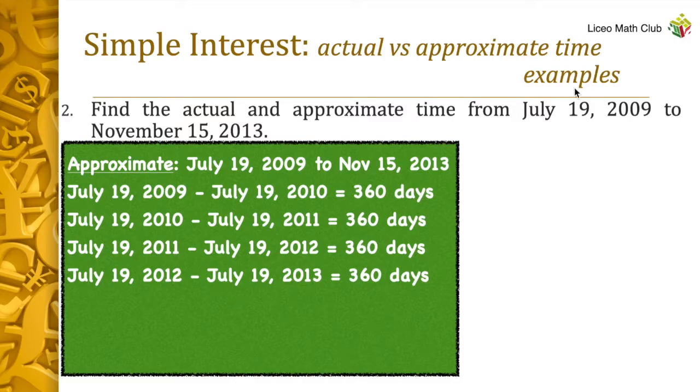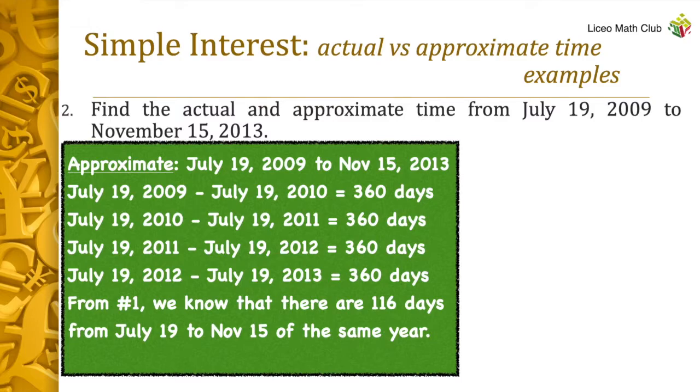Okay, if you're going to notice, the dates are still the same as number 1. That's for illustrative purposes, July 19 to November 15 of the same year. And notice we are already on the same year. So we're going to use the answer we got from number 1 for the approximate time. We know that there are 116 days from July 19 to November 15 of the same year. So we're going to use that knowledge.